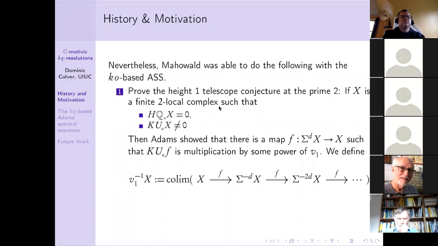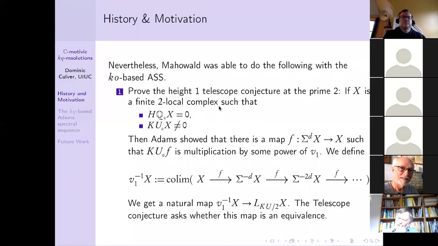I mean, this is just what it literally is. I just take X and then I apply f over and over to X, and I take the colimit over that diagram. This is what v1 inverted X is. Now, if you take this mapping telescope, it turns out that there's a natural map from this v1 inverted X into the Bousfield localization of X with respect to mod 2 K theory. And the telescope conjecture is asking whether or not this map is an equivalence.